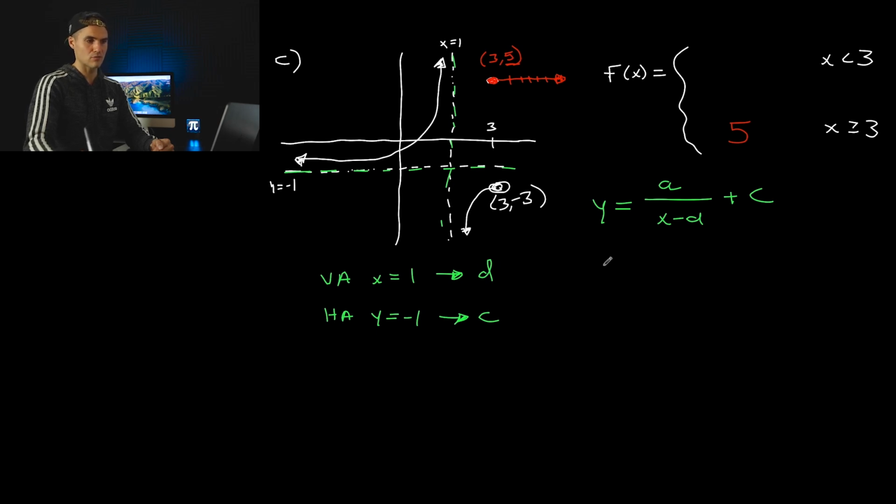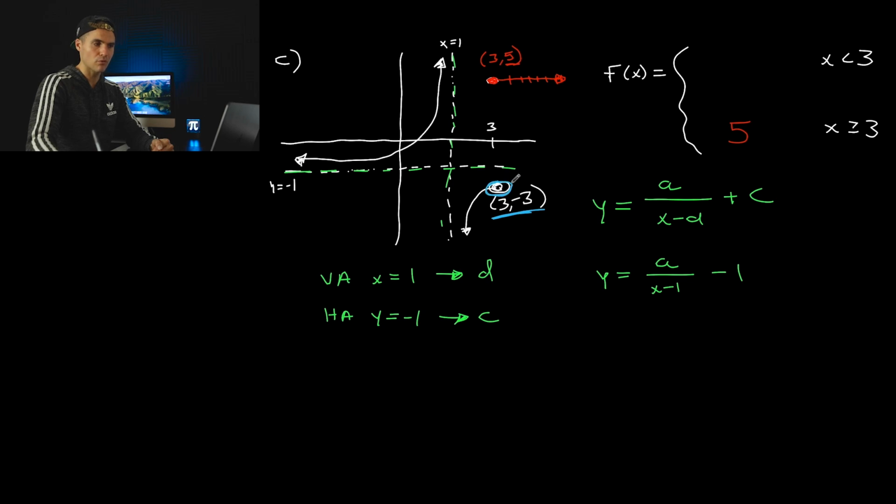Well, we have the d value of 1. Right, that's going to be x minus 1. And then we have the c value of negative 1, like that. And we just have to solve for that a value. Well, how are we going to do that? We're going to plug in this point, 3 and negative 3.